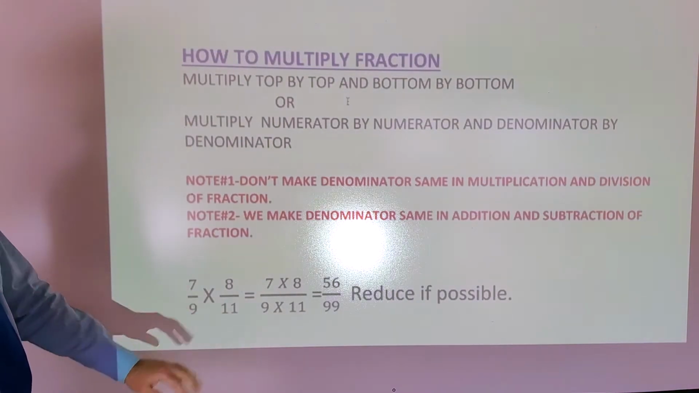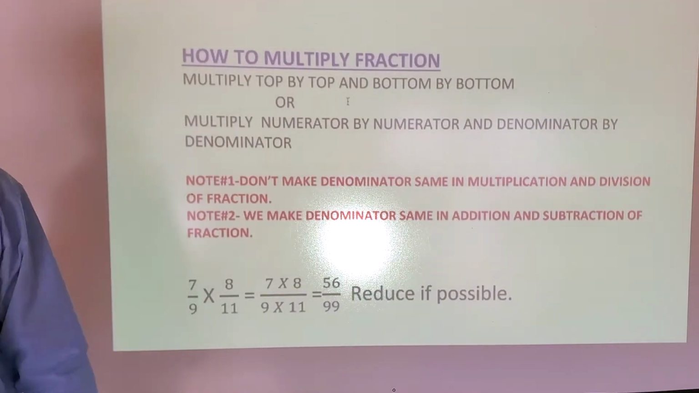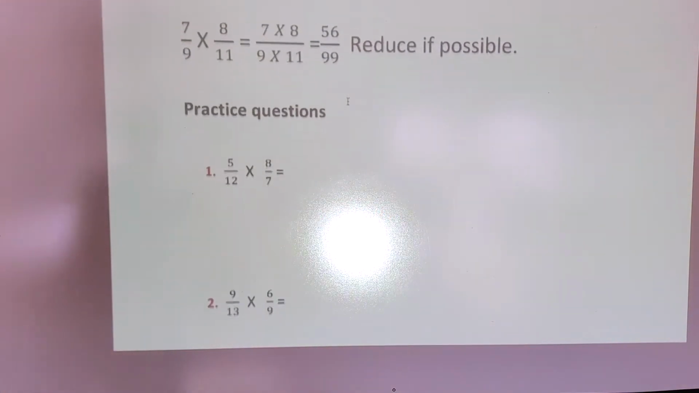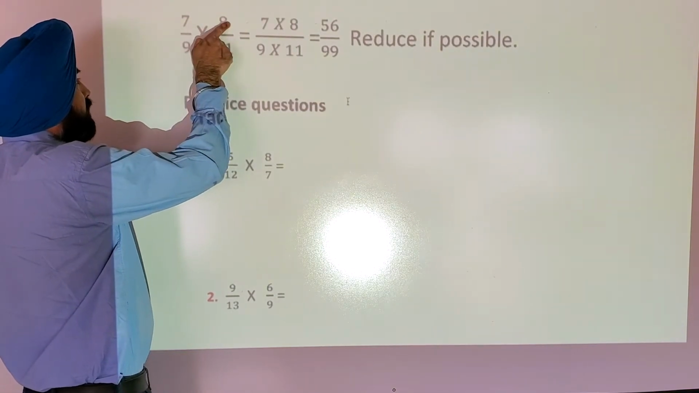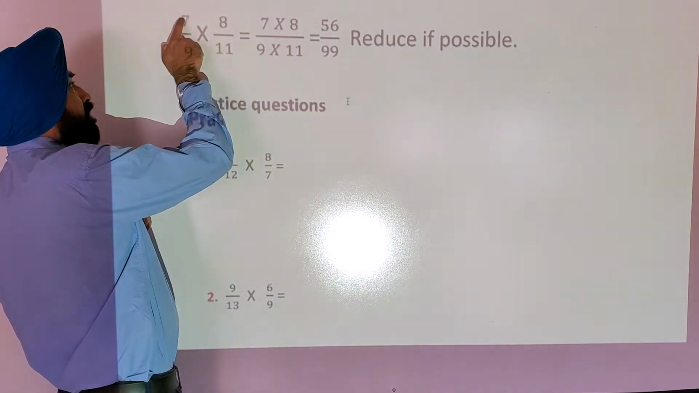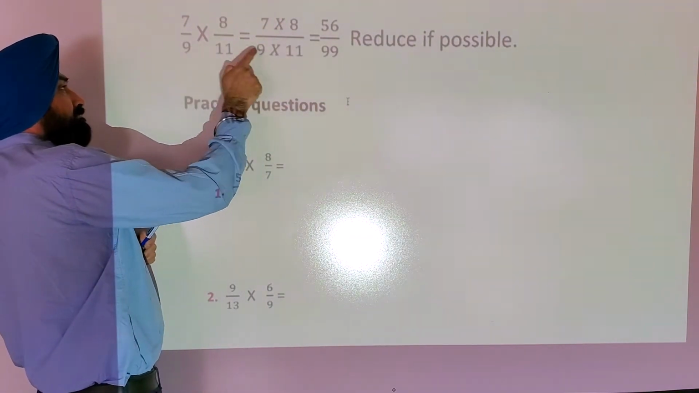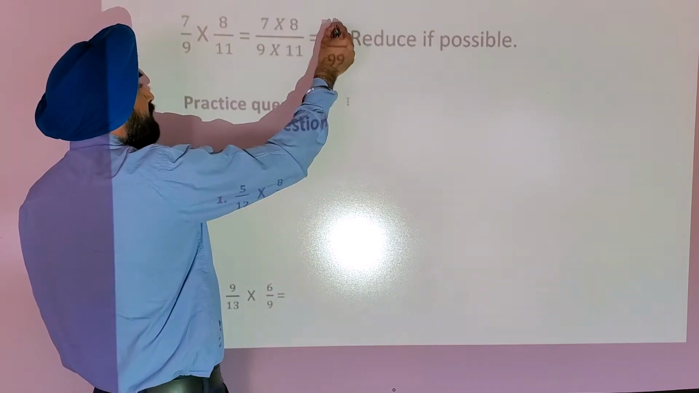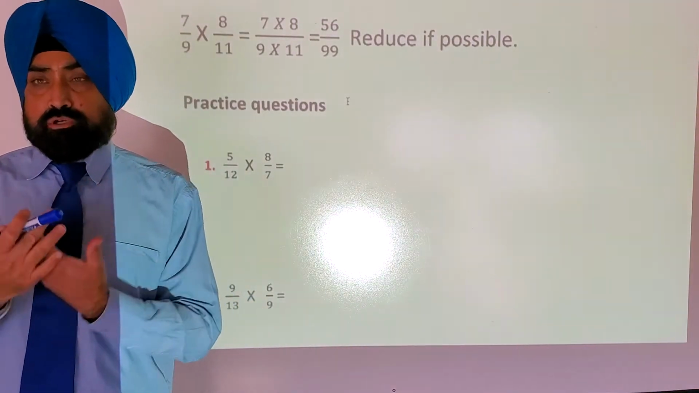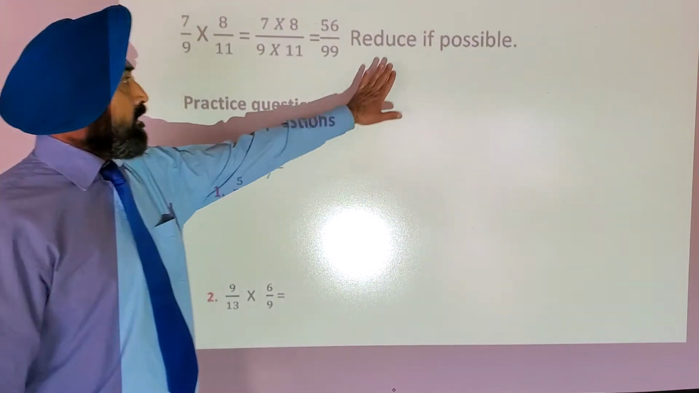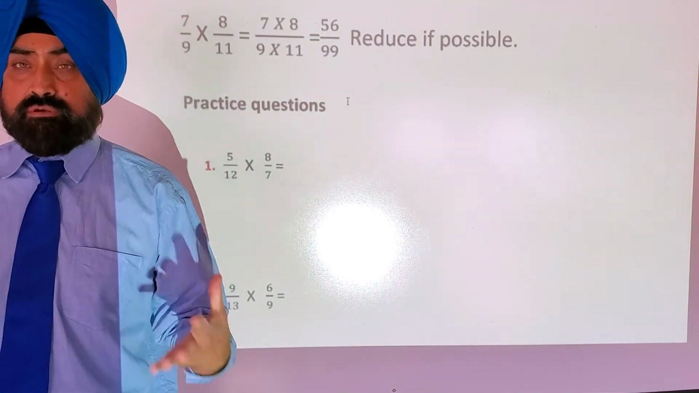Let's see one example, 7 over 9 and 8 over 11. So we multiply top by top. Here 7 is a numerator, here 8 is a numerator. So we multiply numerator by numerator, top number by top number, 7 times 8, and bottom by bottom, 9 times 11. So 7 times 8 is 56, 9 times 11 is 99. So this is our answer, but if possible, reduce it, right? Here we cannot reduce it, right? They are not in the same table, so we cannot reduce it.